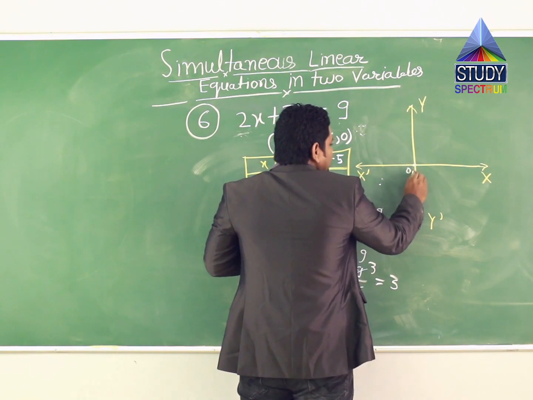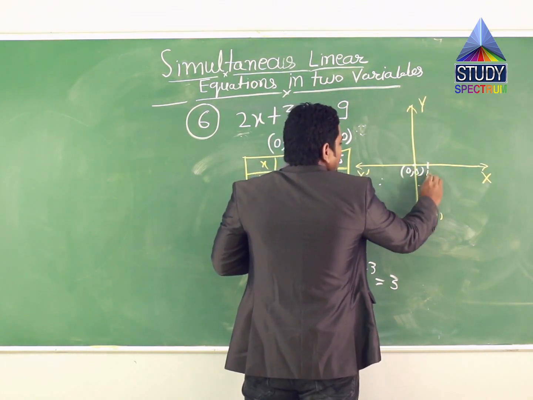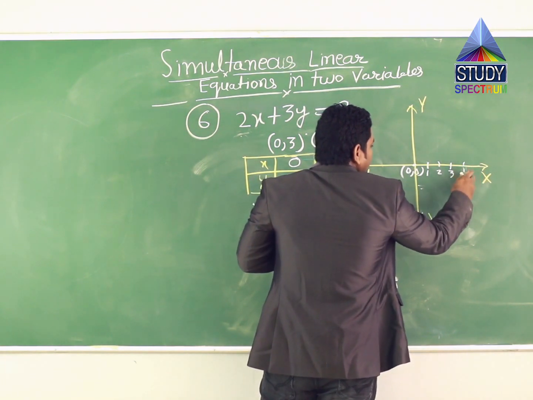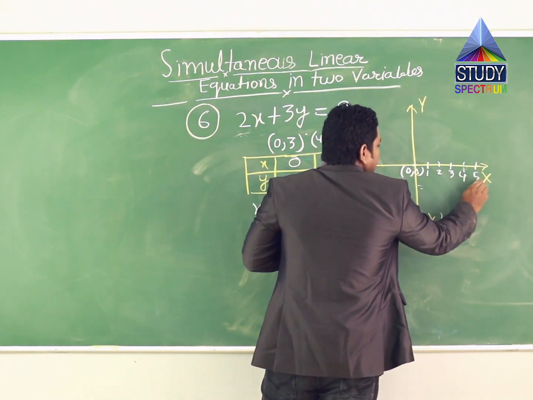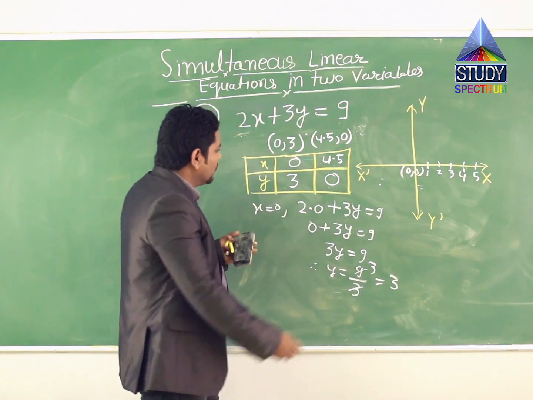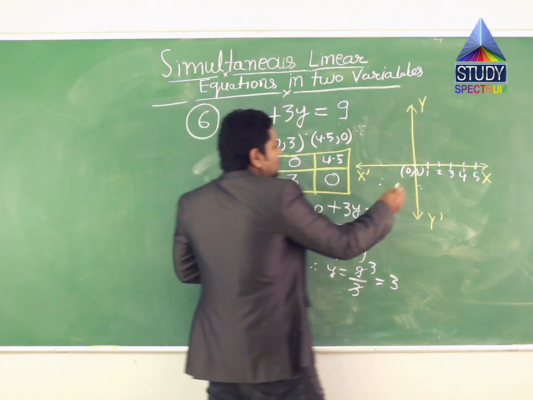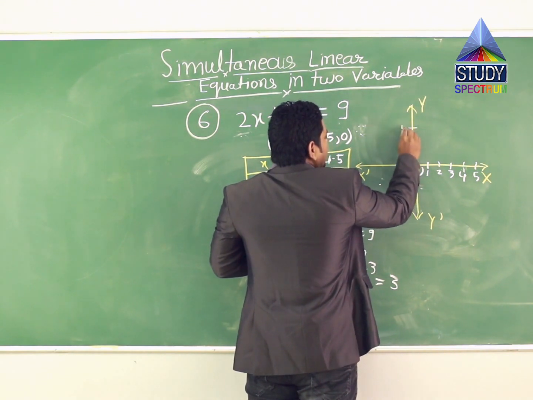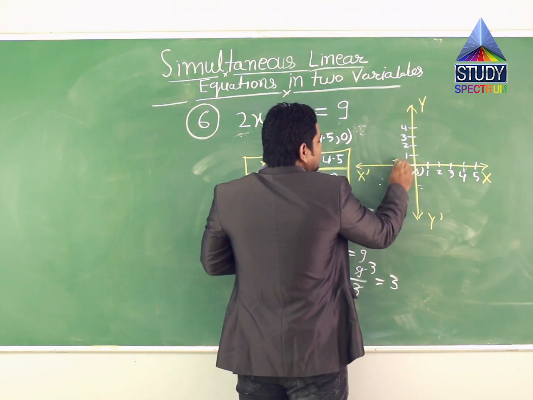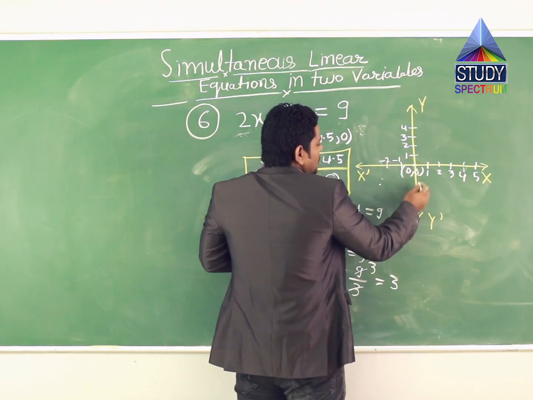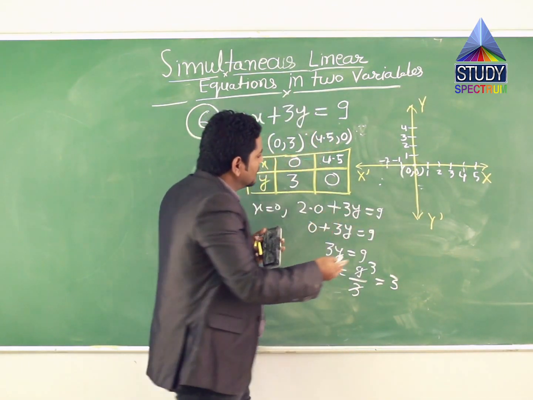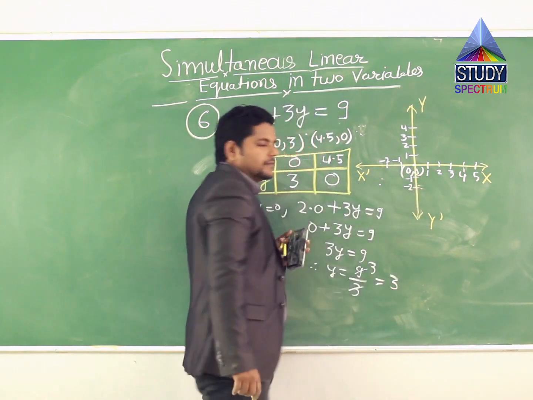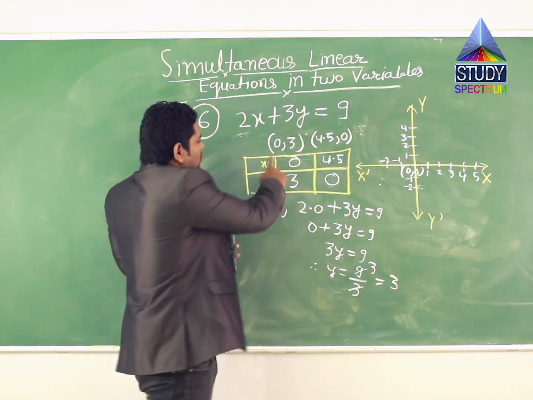So this is 0, 0, 1, 2, 3, 4 and this is 5. On the y axis we have till 3, so 1, 2, 3, 4. On the negative axis there is no point, but we'll show it to look beautiful, -1, -2. Now we have 2 points, 0, 3.